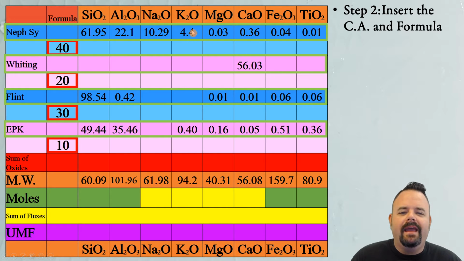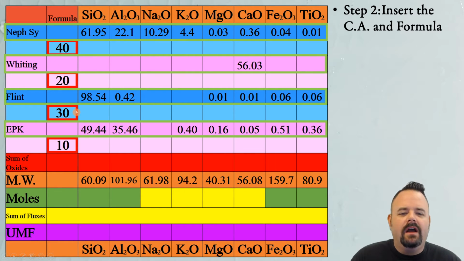So here is, again, that chemical analysis transcribed into the individual lines. And I've got NEFSI, then whiting, and flint, and EPK, and I've inserted the formula 40, 20, 30, 10. Now you might notice I switched the flint and the whiting, and that's because it's normal glaze nomenclature to keep our fluxes together. And in this case, it just doesn't work with the numerical remembering of 4, 3, 2, 1, because we actually have 20% whiting. It doesn't make a difference at the end of the day.